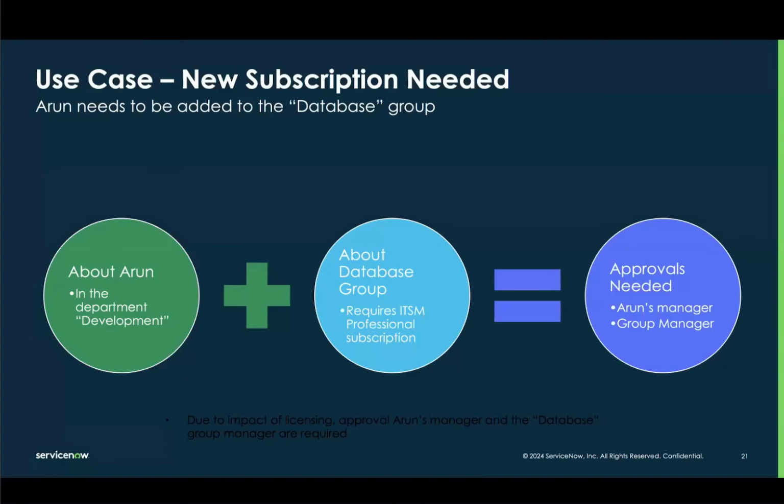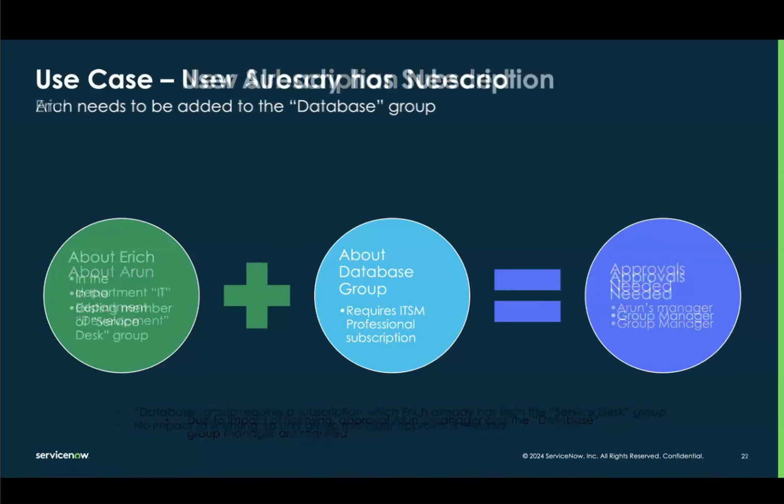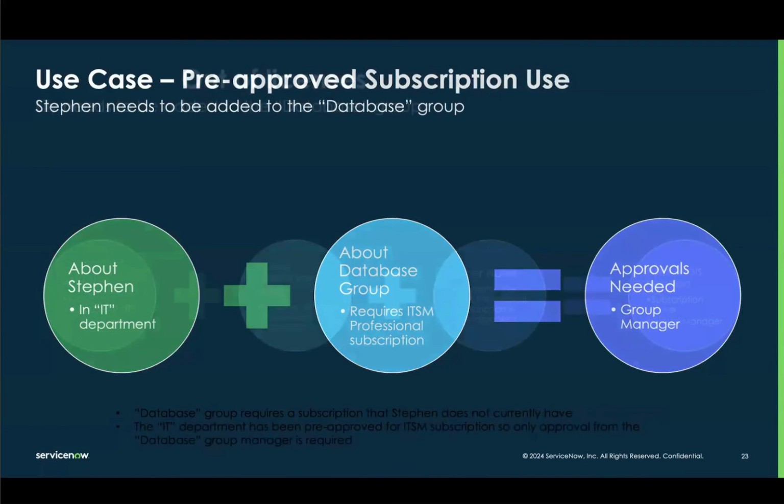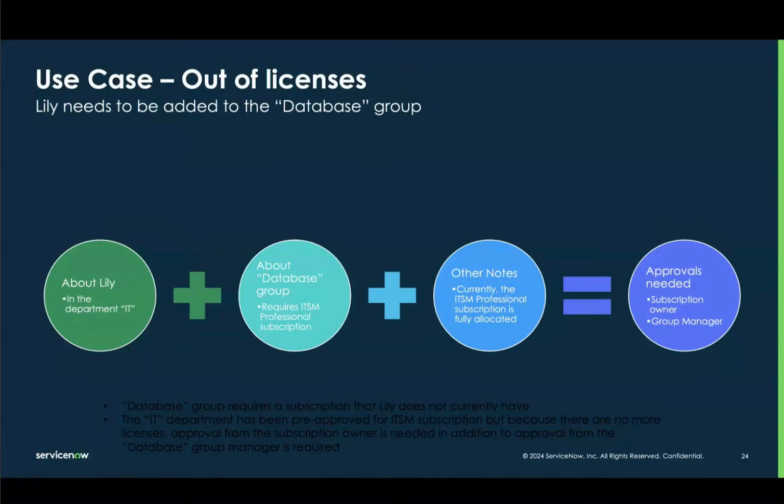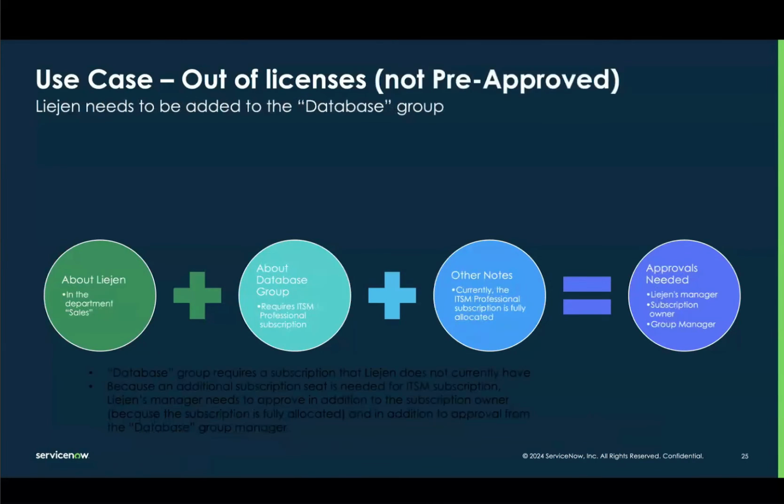And as I go through these use cases, which I'm not going to talk about in a lot of detail, what I want you to see is I'm changing one little piece of it, and the approvals needed change. What we see over on the right with the approvals needed changes. Maybe I need just the group manager. I'm always going to need the group manager. Do I need the subscription owner? Do I need the user's manager?